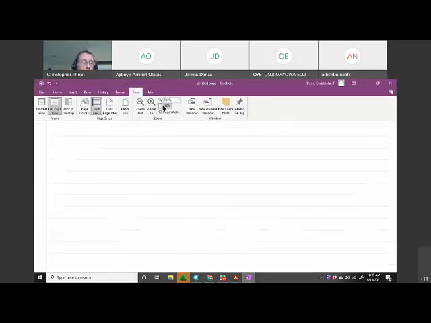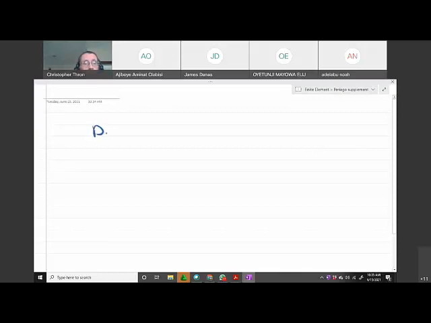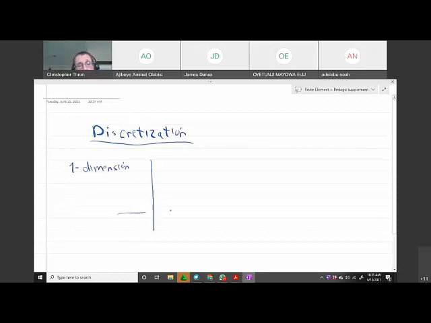So what do I mean by discretization? Now I can start out with a simple one-dimensional example, and I've used an example that you may be familiar with. Suppose you have a smooth function like this, and I want to find the area under this function.